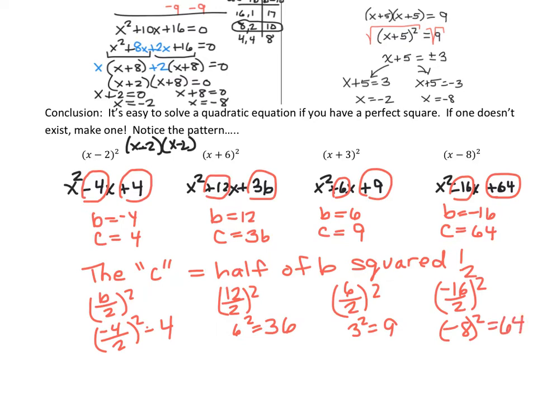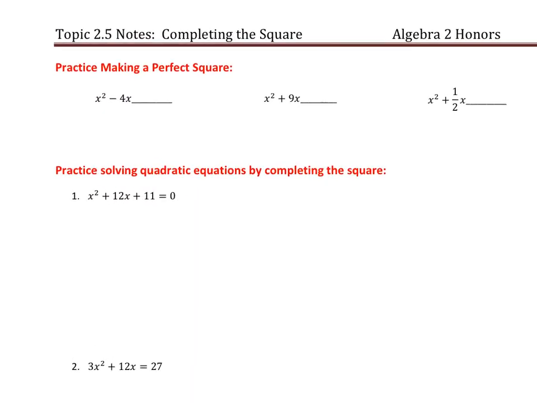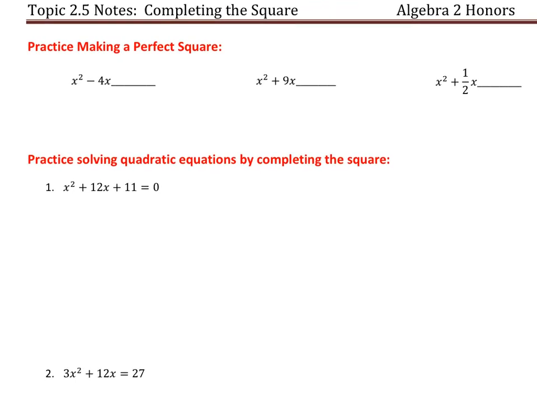So this is the big concept here. If we were given two terms here and we wanted to make a perfect square where one didn't exist, we would take half of this coefficient in front of the x term and then square it, and that would create our c term, and then that resulting trinomial would be a perfect square. Okay, let's use this concept and practice making a perfect square. So I've got 3 examples here up top, and they're not complete. So we have x squared minus 4x is our first example.